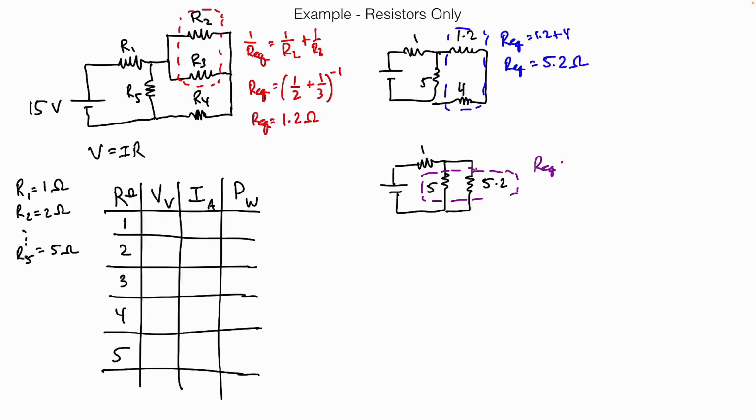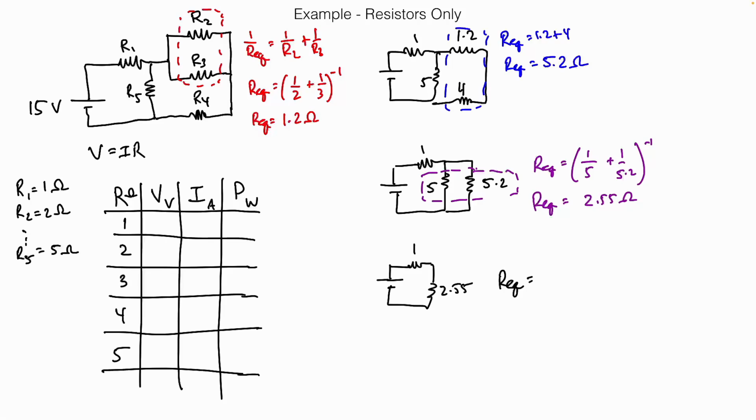So my equivalent is going to be the inverse of 1 over 5 plus 1 over 5.2. I did that and got 2.55. Again, we did this all last Wednesday, but I wanted to show you the whole process. It's good practice. Okay, that leaves me with a drawing: battery, 1, and my 2.55. So now my equivalent resistance will be 1 plus 2.55, or 3.55 ohms.